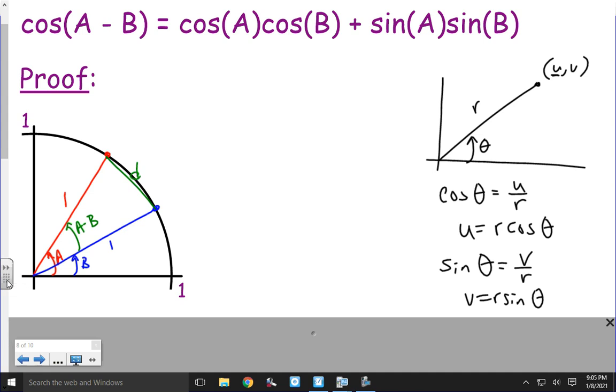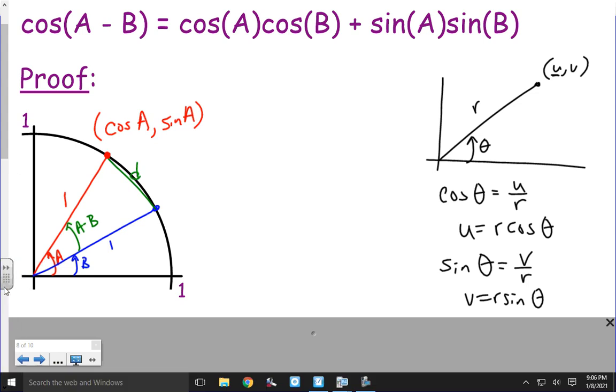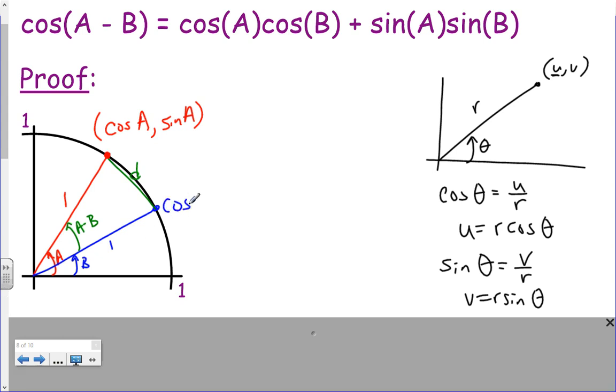So the r value in both cases is going to be 1. And the theta value, in the case of this red point that I've got marked here, this top point, that angle is not alpha, it's A. So this is going to be the cosine of A, because r is 1, so it's 1 times cosine of A, or just cosine of A. And the y value is going to be 1 times sine of A, or just the sine of A. There we go. We can do the same thing for the other point. Again, I can name its x value as 1 times the cosine of B, or that's just the cosine of B. And the y value is 1 times the sine of B, or that's just the sine of B.